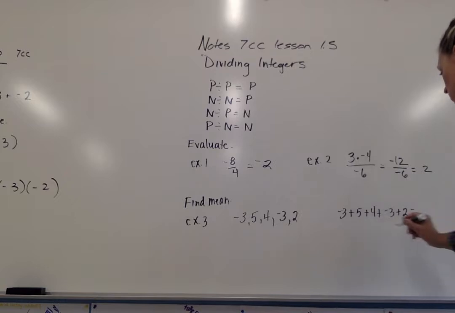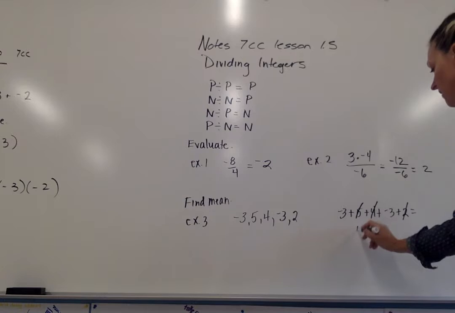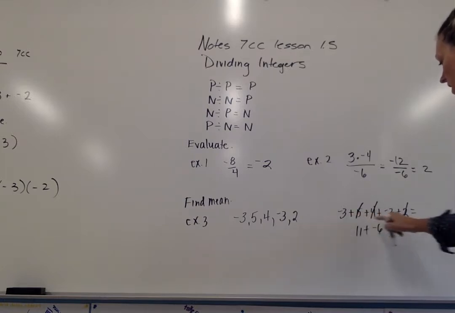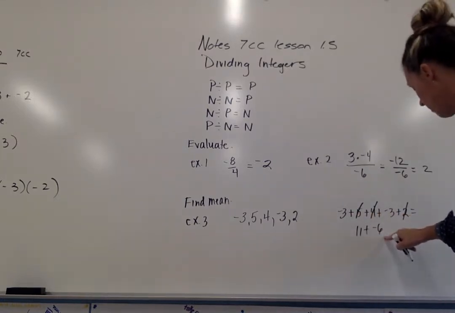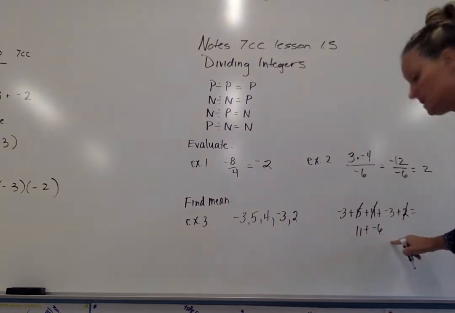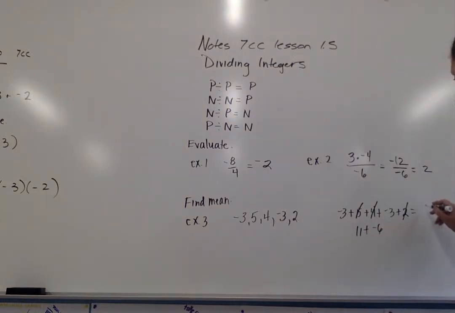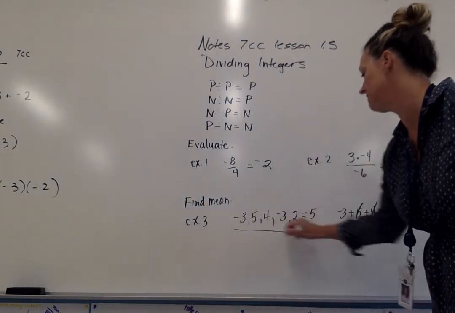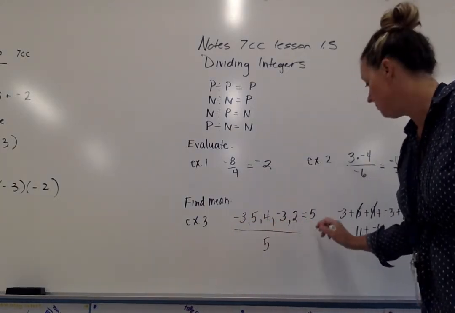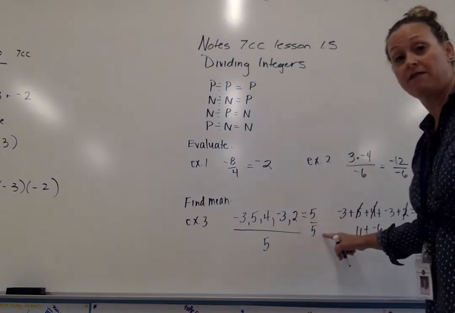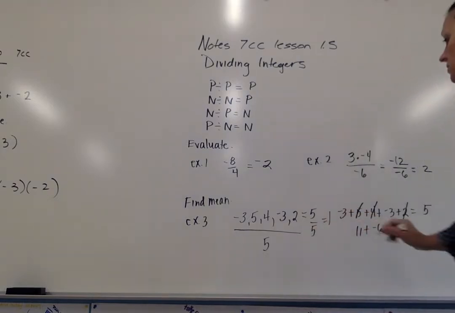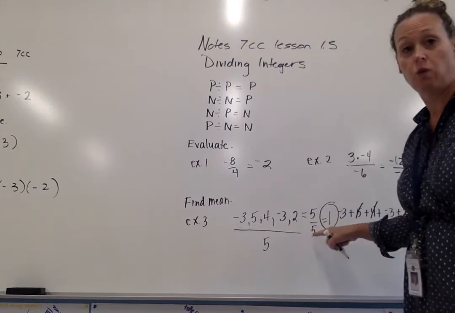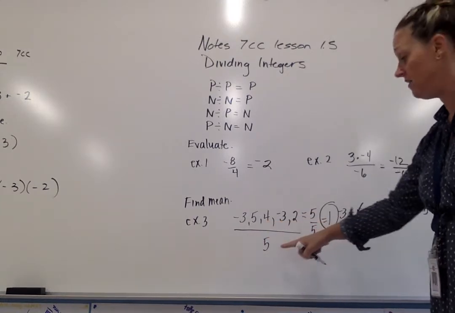If I do groupings, I have 9, 10, 11, so I have 11 positives, and 3 negatives and 3 negatives are 6 negatives. So 11 plus negative 6 is positive 5. So I have 5 as the sum, and then I divide by however many numbers there are. Because there are 5 numbers, 5 divided by 5 equals 1. So the mean of these numbers is 1, because I've added them all together, and then I divided by however many numbers there are.